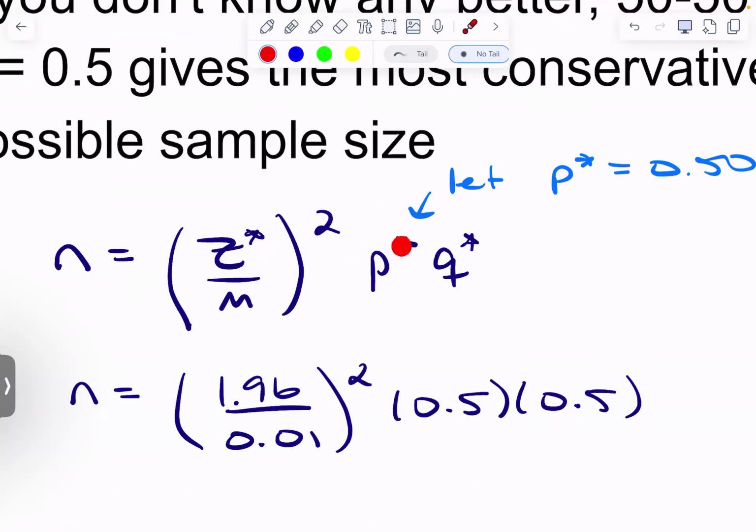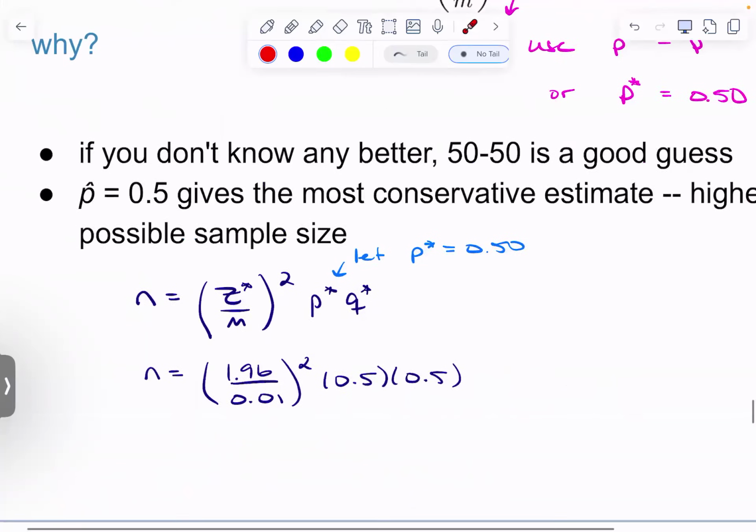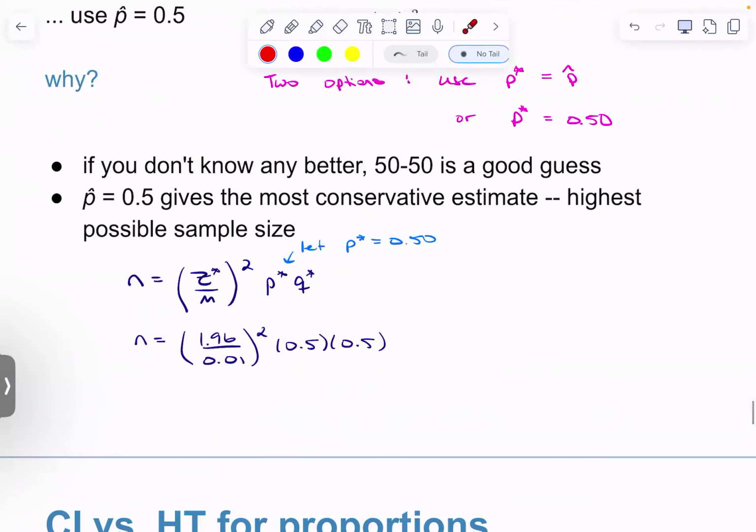If you want to use a p-hat here, that's cool. But it's a star on your formula sheet. So I put the star on your formula sheet to emphasize that you have two options. Okay? Right? And it'll say in the question, assume you have no prior knowledge, or assume the results from last year still hold, or something like that. Okay.